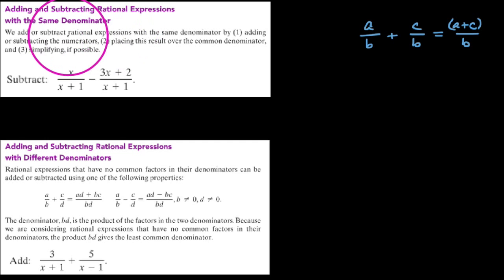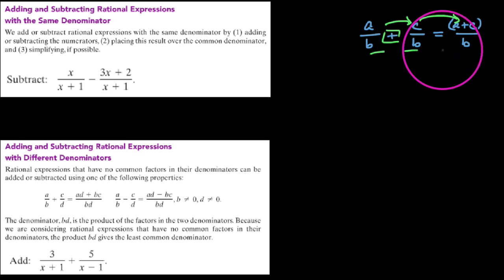So when we add or subtract rational expressions with the same denominator, you notice the note says that adding or subtracting the numerators is the first thing we do, and then placing this result over the common denominator and simplifying if possible. So this is essentially what we're seeing here. We added, in this case, the numerators, and then we put it over the common denominator. And if we could have simplified this by finding common factors, we would have done it at that point. So let's take a look at just this example that I have here, and then we'll talk about how we do this with different denominators.